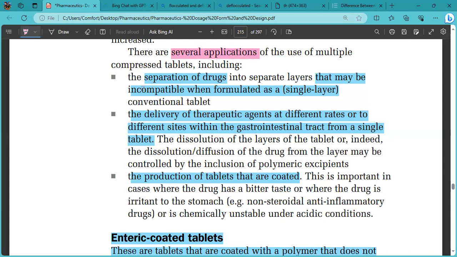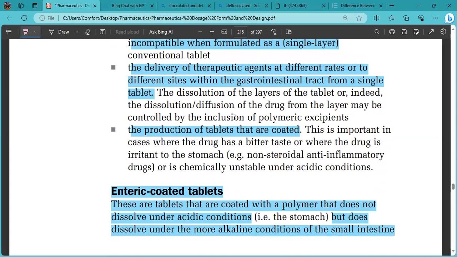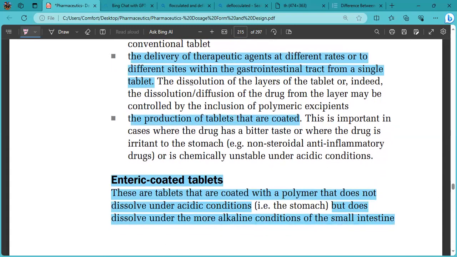If the drugs that you're putting together are incompatible when mixed in a single layer, you put them in multiple layers. The second one can be used to deliver drugs at different rates. So you can have a drug which is slow releasing, so you don't have to administer as frequently. You can just administer once a day, and the drug will be slowly released throughout the day. So you don't need to administer multiple times.